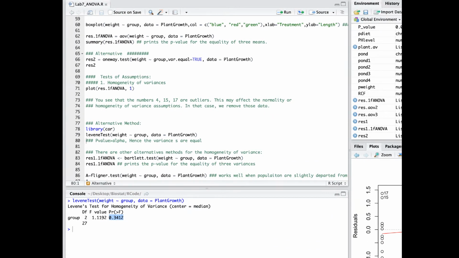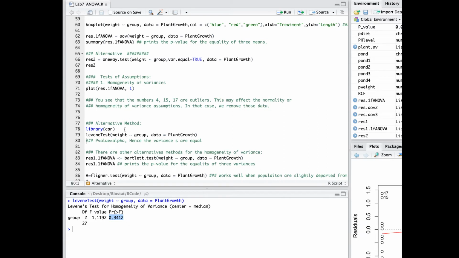But we don't worry much about the outliers here because the homogeneity of the variance is already satisfied. If it does not satisfy, then what you can do is remove the outliers, and then do the homogeneity of the variance test again, and then do all the analysis again, okay. But here we got the assumption verified that we needed to do the ANOVA, okay.